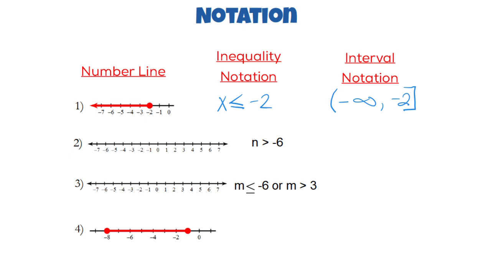If it can't actually equal it, we use a parenthesis. And in fact, this whole idea of parentheses and brackets is also now used on a number line. So typically, instead of using a closed dot, you'll see it with a bracket on it instead of that closed dot. And that's just a hint to you to be using a bracket.